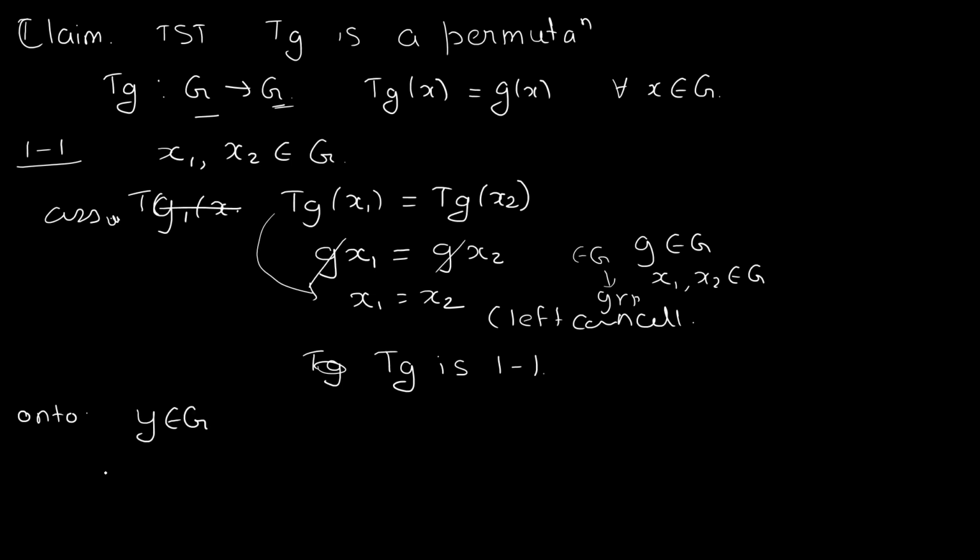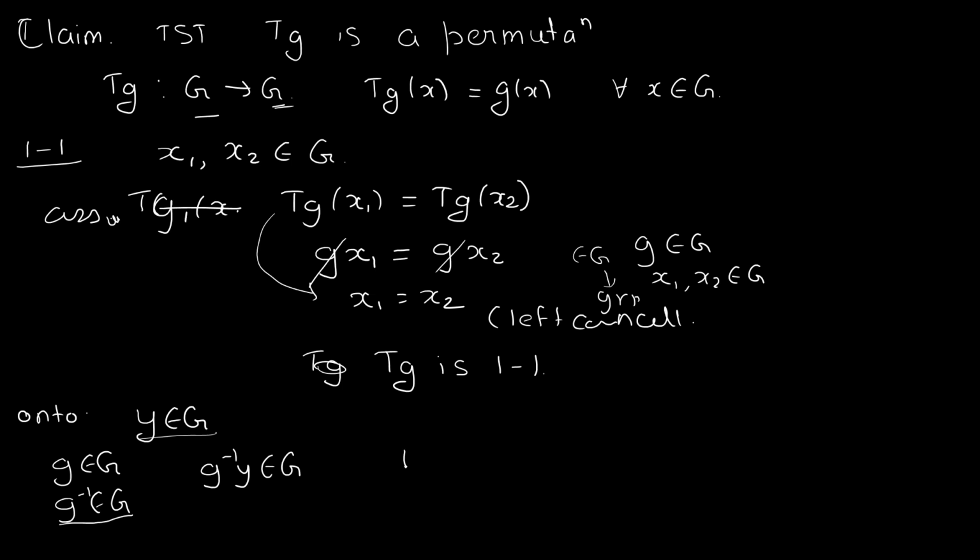Now if I see this, y belongs to G, and g also belongs to G, therefore g inverse also belongs to G. Now g inverse belongs to G and y belongs to G, therefore I know g inverse y belongs to G. Why? Because it's a group.